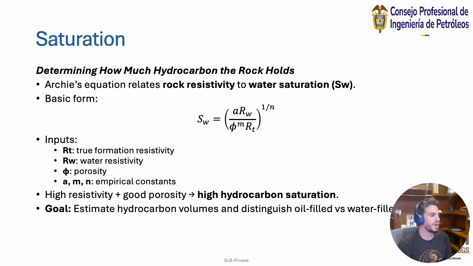So in the equation that relates rock resistivity to water saturation, you have A times RW, divided by porosity raised to the M, multiplied by RT, all raised to 1 over N, right? Where A, M, and N are empirical constants. We can get into that in a second. Porosity is phi, RW is the water resistivity, and RT is the true formation resistivity. So when Archie was writing this paper, his discoveries were made on sandstone, and this equation was empirically derived.